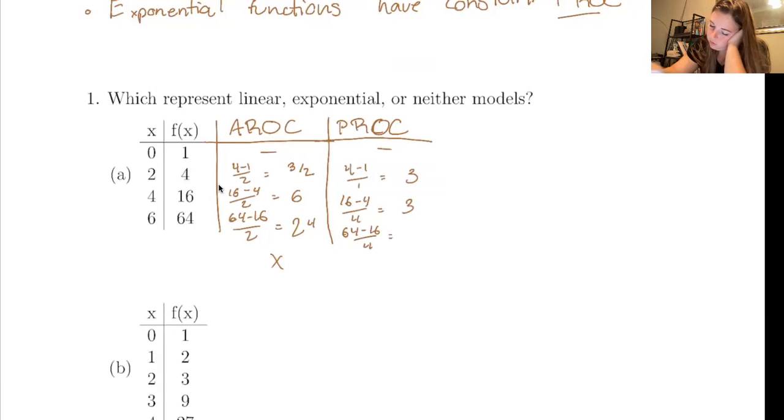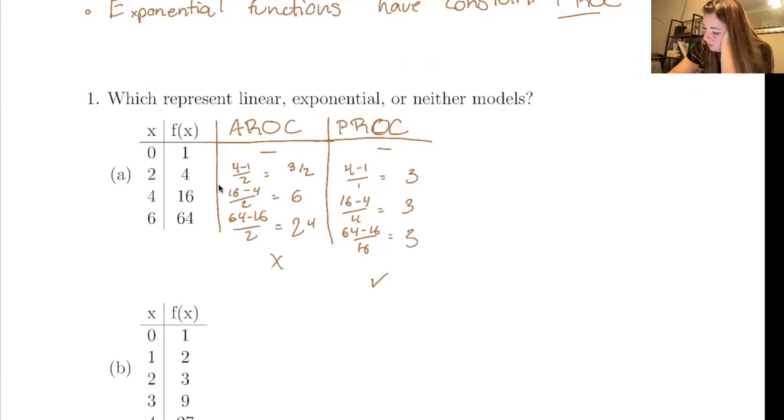48 divided by 4 is 12, though. Let me check on that for a second. Did I write this wrong? Oh, not divided by 4. I got carried away. Divided by 16. Duh. Okay, great. That's what I wanted. 3.